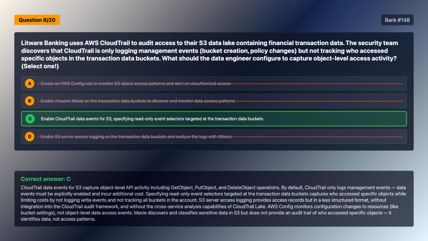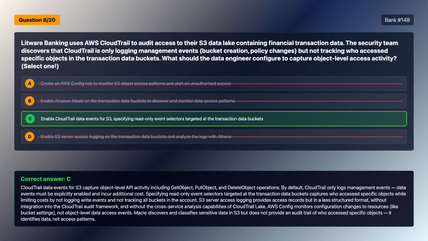The correct answer is Option C. CloudTrail data events for S3 capture object-level API activity, including GetObject, PutObject, and DeleteObject operations. By default, CloudTrail only logs management events. Data events must be explicitly enabled and incur additional cost. Specifying read-only event selectors targeted at the transaction data buckets captures who accessed specific objects, while limiting costs by not logging write events and not tracking all buckets in the account.